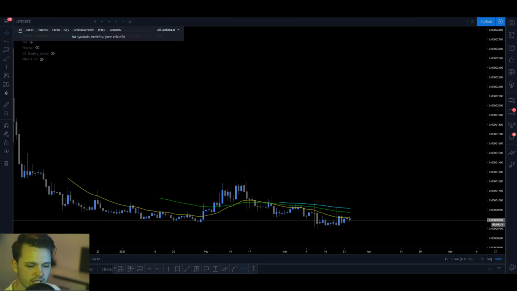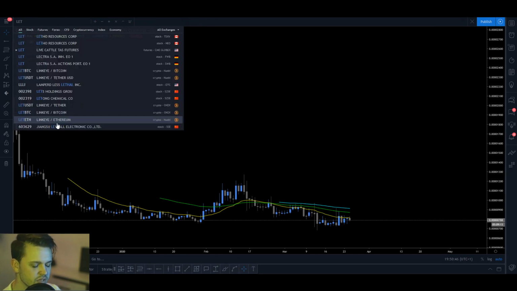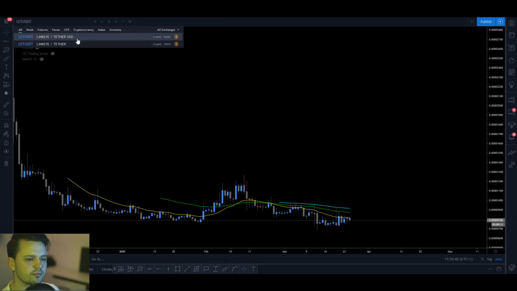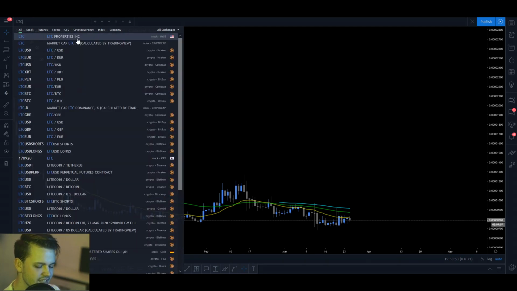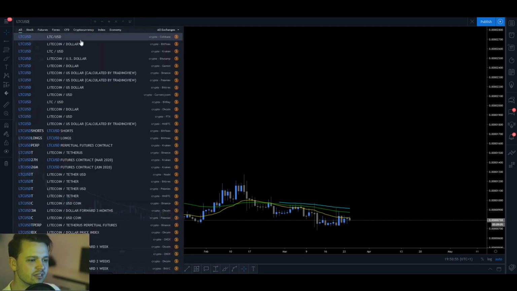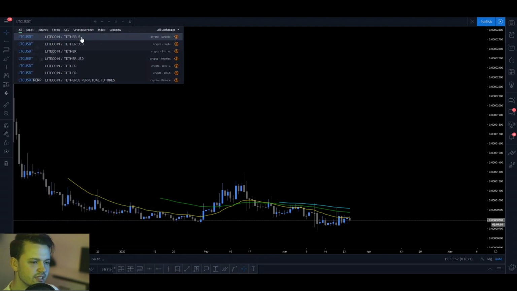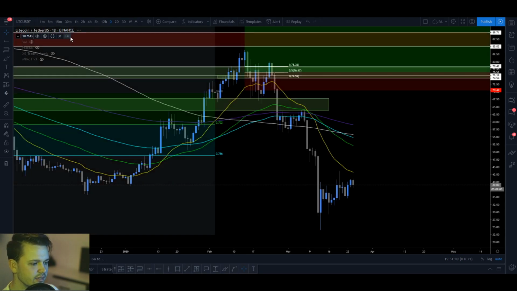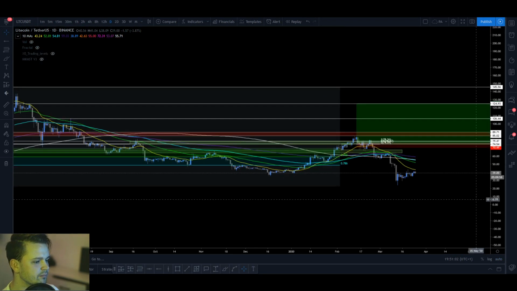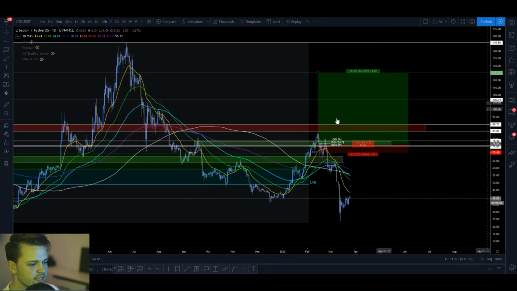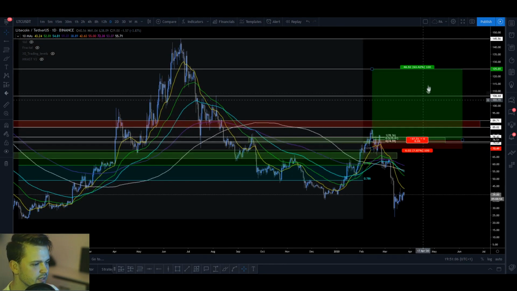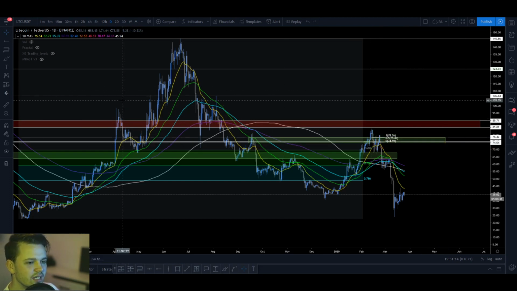LTC, BTC, no. LTC, USDT. LTC, USD. Should we take a look at USD or USDT? Let's see where I actually have the setup. Yeah, this one is better. That's a nice setup, huh? It didn't really turn out that well, but I wish it did, because it's some good profits. I should probably have shorted this level.